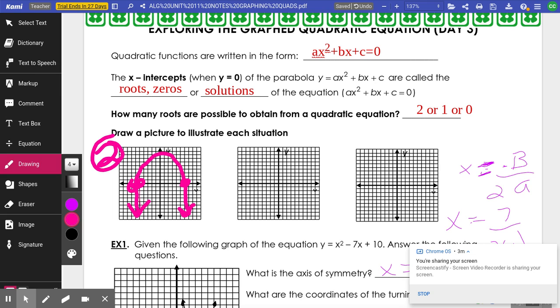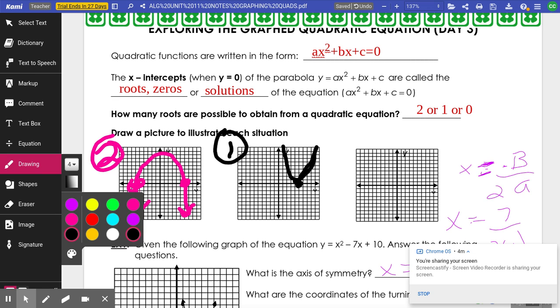It could also cross just once. And if it crosses once, that means that the tip of the max or min is hitting the x-axis. So I'm going to show you that would be like, hey, it only hits once, and it would look like that. Okay, hopefully this helps. And we'll try one more in a different color.